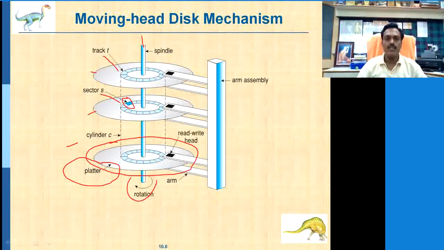These platters are rotating in this direction, and if you observe, this is the arm assembly. This arm assembly is moving this head in this direction and this direction. Now if you want to go to a particular cylinder, then this arm assembly moves in a to and fro direction, and these platters are moving in a rotational direction, this one.